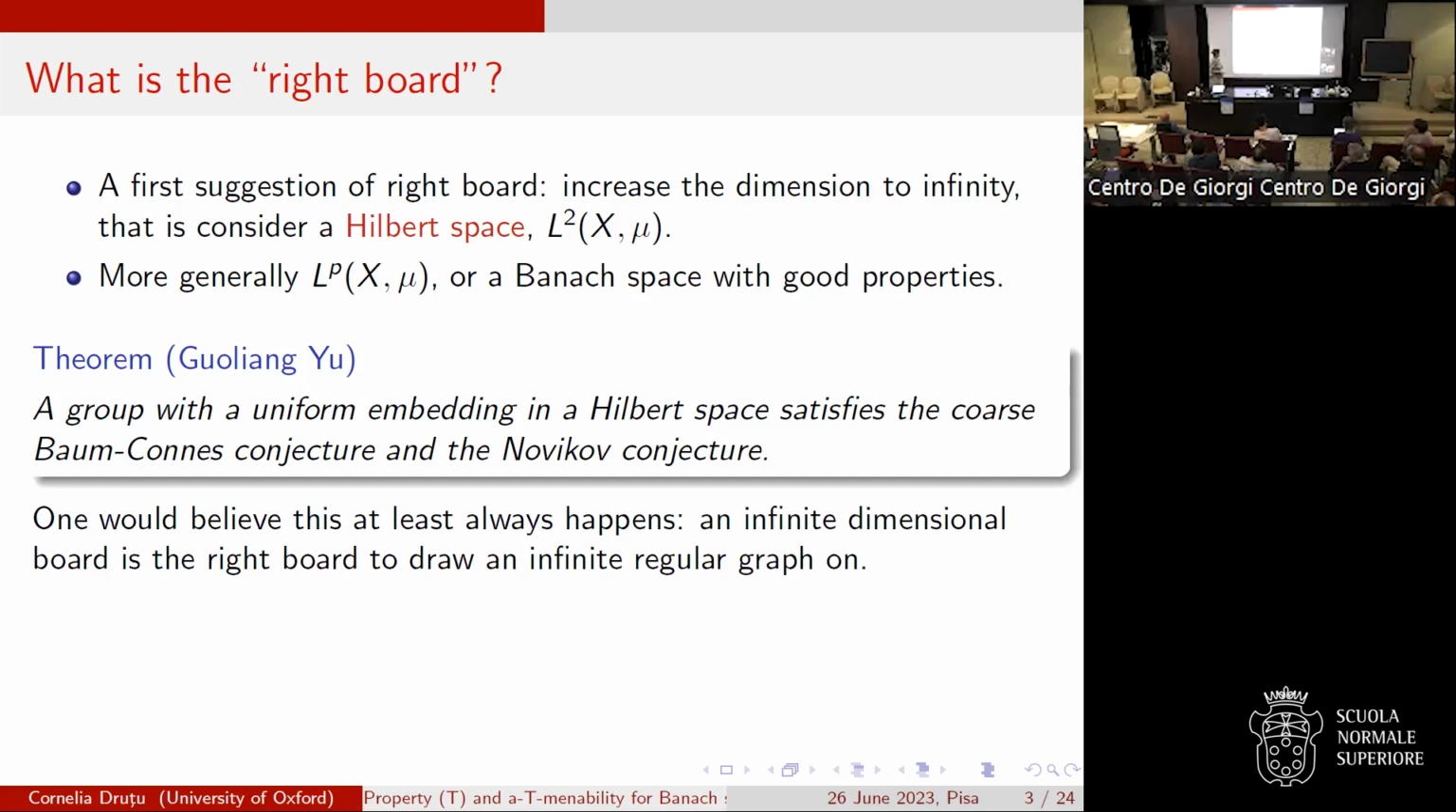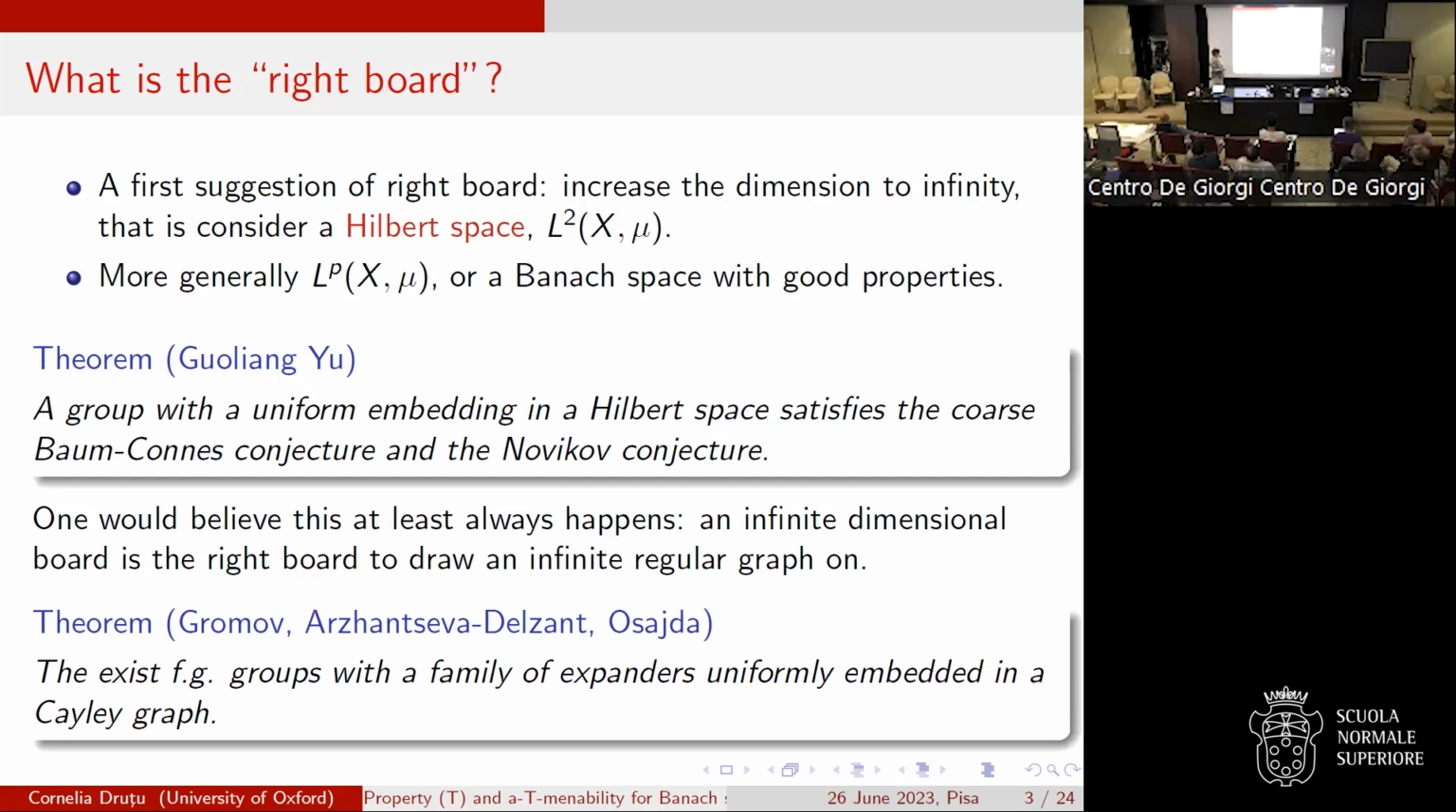And there was a brief moment, I believe, where people rejoiced and thought that this might pretty much solve the problem, because one would say a priori that Hilbert space is the right board, so one can embed uniformly any finitely generated group in it. But then came the bad news, the Gromov monsters. Gromov sketched the construction, and this was later on cleaned further by Arzhantseva and Delzant, and the result has been improved by Osajda. So there exist finitely generated groups who have families of expanders uniformly embedded in them. And that means that such groups cannot embed uniformly into a Hilbert space, and therefore this theorem does not apply.